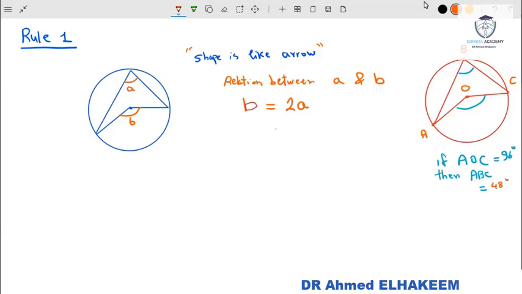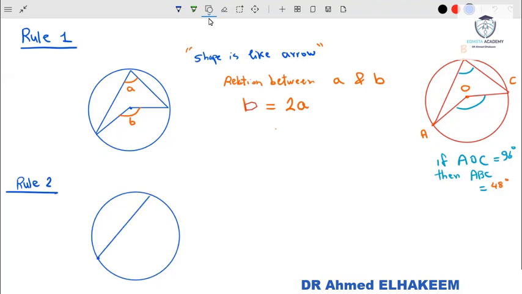Rule number 2. It is about circle as well. We will have a circle. And I'm connecting like that. And here is our center.